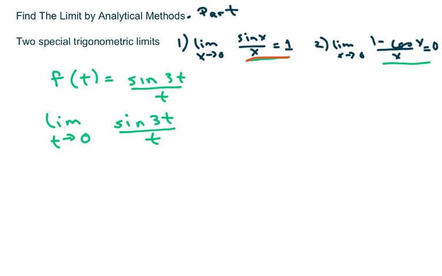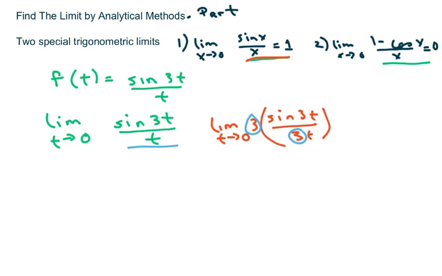So what I can do is write this as the limit of t approaches 0 of sine of 3t over 3t, as long as I multiply this by 3. Because that way these 3's here would cancel out and you get back to your original. So given that, we know that the limit of this is 1. So we're going to have 3 times 1, which equals 3.